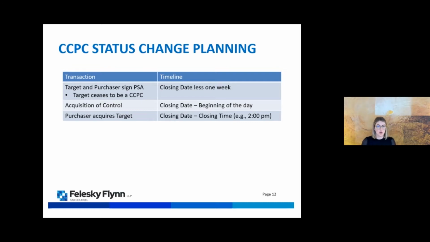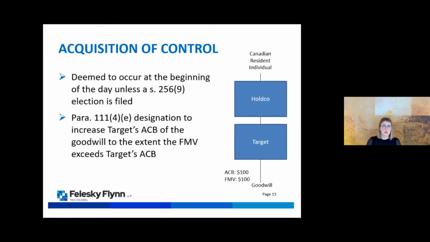So here's an example, one of many ways you can take advantage of that timing. There's an acquisition of control that's deemed to occur at the beginning of the day, unless there's an election filed such that the acquisition of control would occur at the closing time, so in our example, 2 p.m. But no election will be made for the purposes of this planning. Also important to note that there's a deemed year end before the acquisition of control. So in our case study, we've now had 2 deemed year ends. We've had one on the CCPC immediately before the change in status, CCPC to non-CCPC, and now we have one immediately before the acquisition of control.